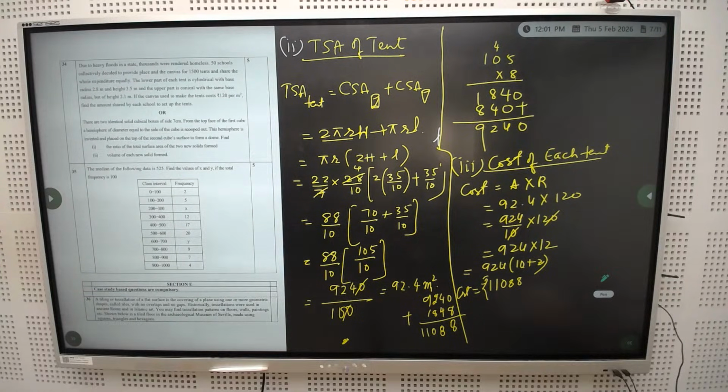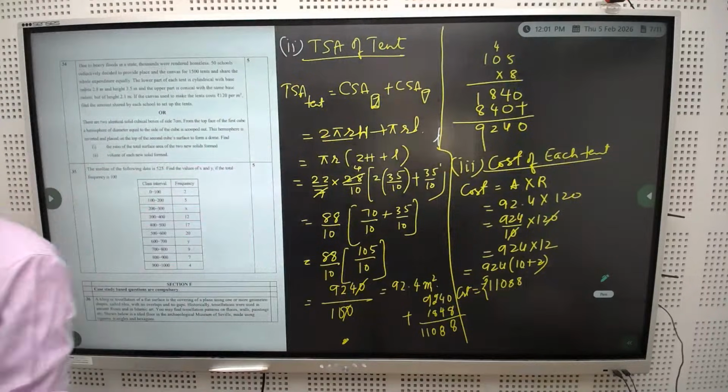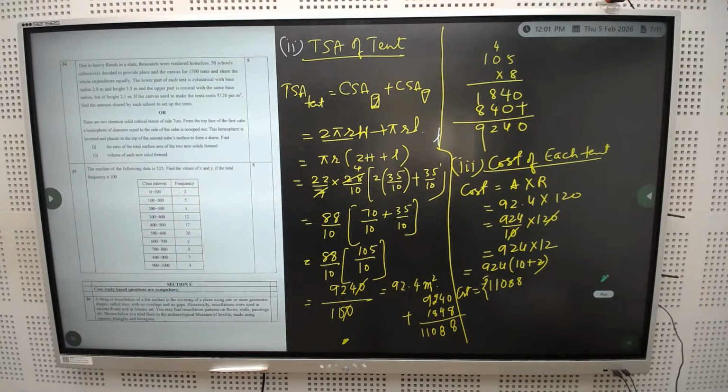First you write up to this. In every problem of the textbook we know only up to this: finding the cost, area, rate, multiply. Next, what is the extra? 1500 tents are to be prepared. Multiply by 1500. How many schools are making these 1500 tents? Divide by 50. So that formula we will write next.